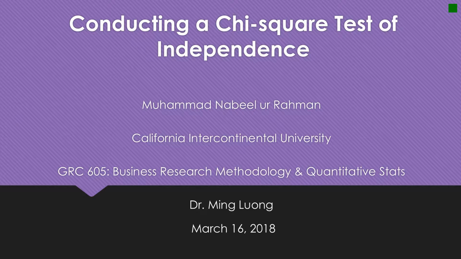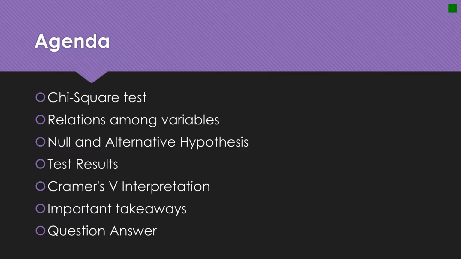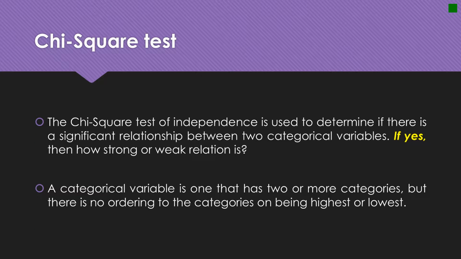So moving on, because we have a very short interval of time, we have to discuss each and every aspect. I'm just going fast through it. First of all, let's see the agenda. I'm going to discuss the chi-square test, then relations among variables. After that, null and alternative hypothesis. Then we'll see the results of the test, Cramer's V interpretation and important takeaways, and lastly the questions and answers. Moving straight forward to the chi-square test.